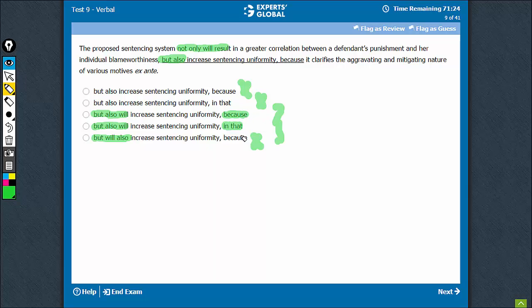So let's see what is the meaning here. The meaning is that all of this will happen as a result of all of this, because it clarifies blah blah blah. So there is a cause effect relationship, so because wins. Once again, it's not that in that always wins over because on the GMAT. C is the right answer choice.